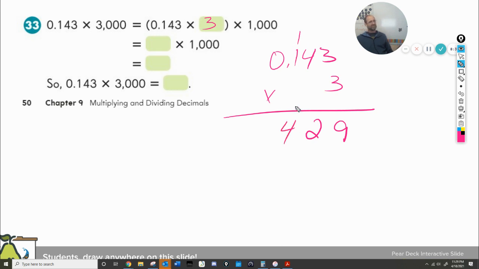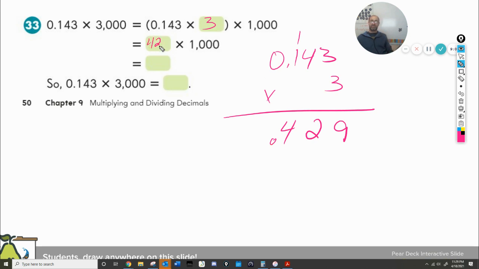Now I get 429, but I got to kind of estimate. If I have 143 thousandths times 3, is that going to give me 429? No, that's not reasonable. Will it give me 42 and 9/10? Also not reasonable. Will it give me 4 and 29 hundredths? No, how could I get 4 and 29 hundredths when I have a tiny little number that's less than a fourth times 3? That doesn't work. By the magical powers of estimation, it can only clearly be 429 thousandths.